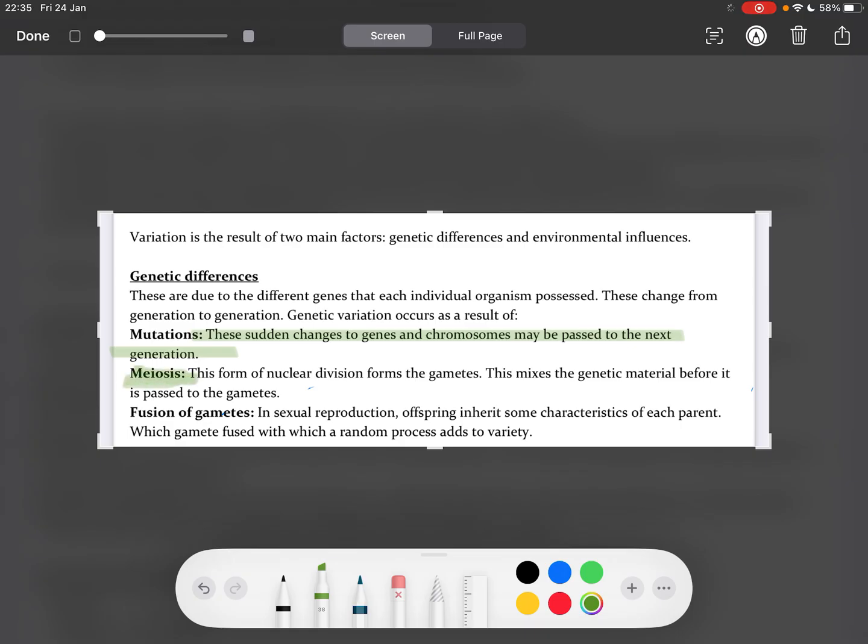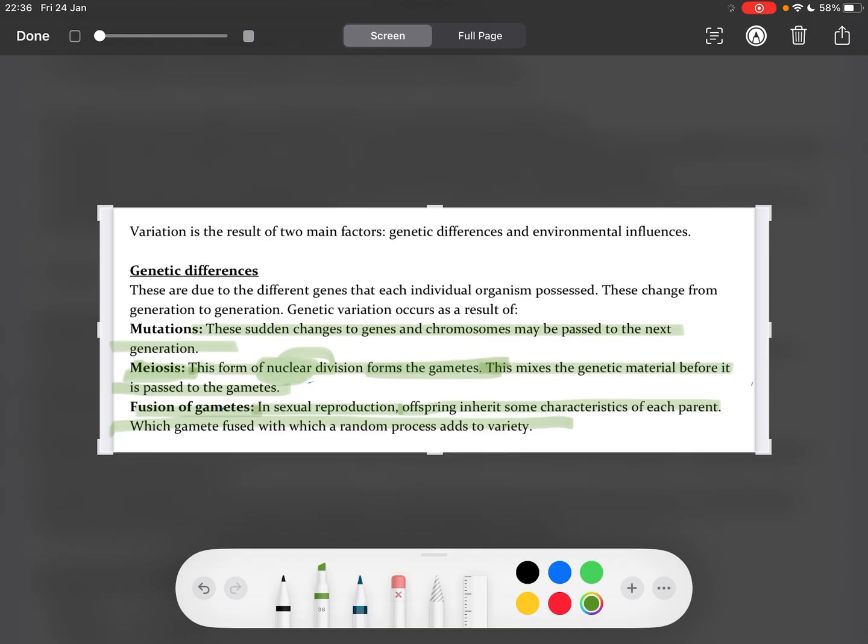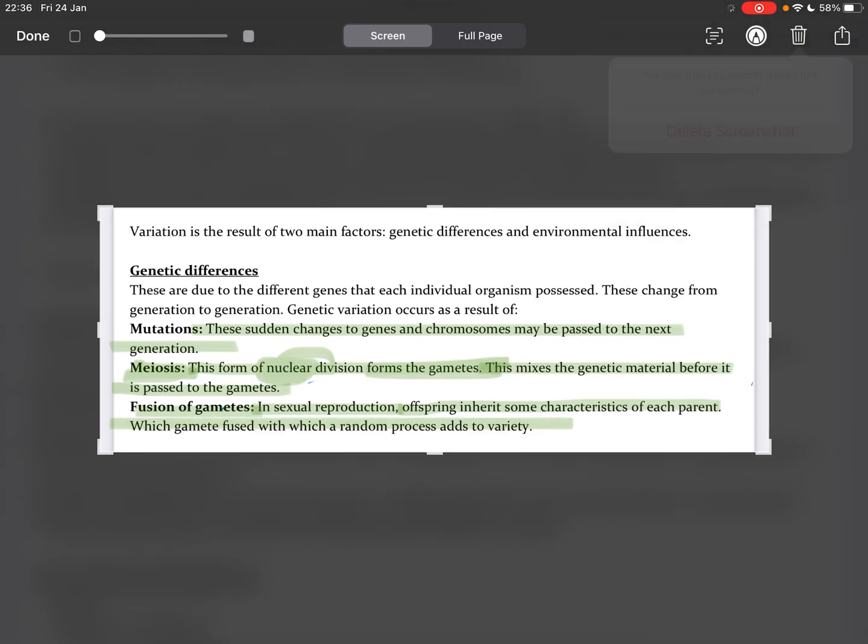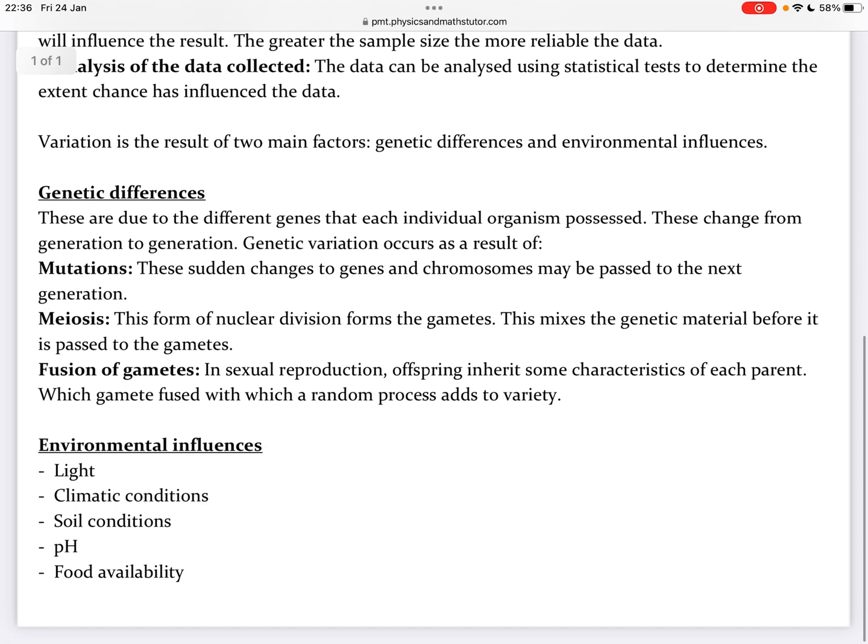Or it can happen during meiosis, where this form of nuclear division forms the gametes. This mixes the genetic material before it is passed to the gametes. Last thing is the fusion of gametes, where in sexual reproduction, offspring inherit some characteristics of each parent. Which gametes fuse with which is a random process that adds to variety. Then environmental variation: the light, the climatic conditions, the soil condition, the pH, the food availability.